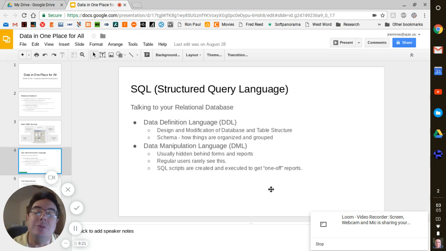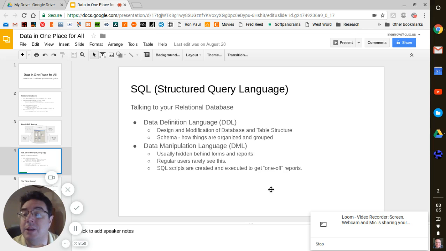Data definition is what you use to actually design and make modifications to the database and to the tables themselves, changing structure, adding things, taking things away, renaming them, things like that. Usually you don't rename things. You just kind of add things to them. Databases are like that.